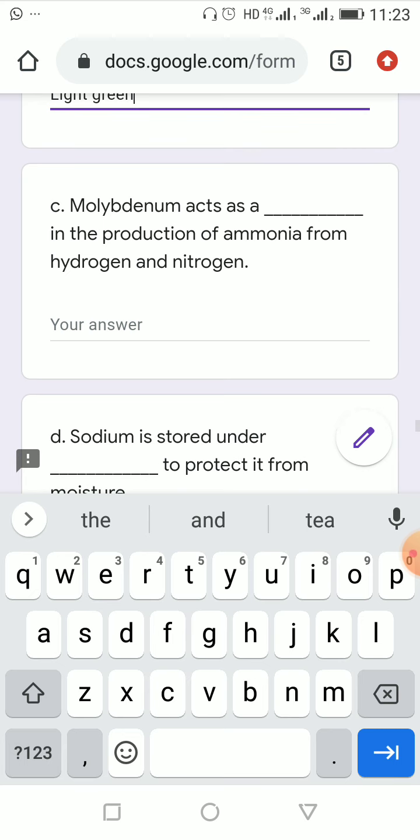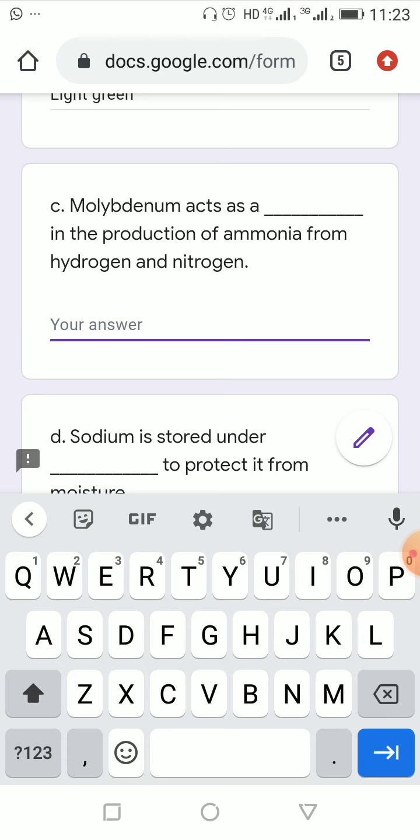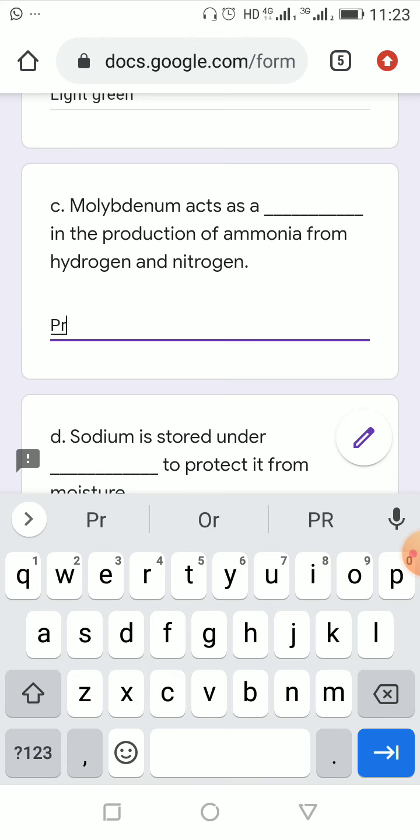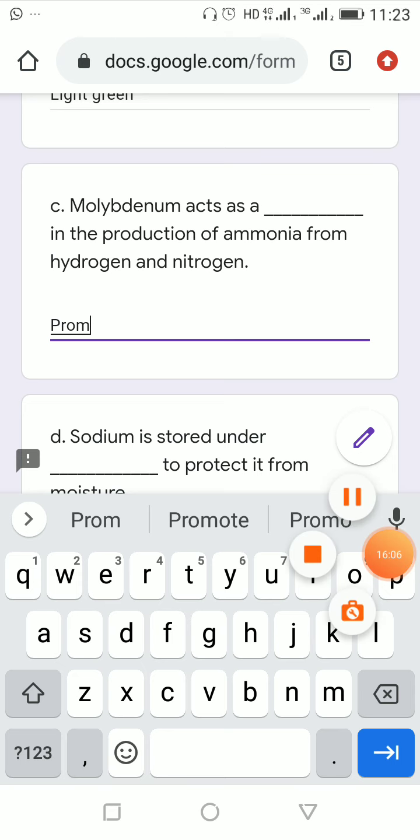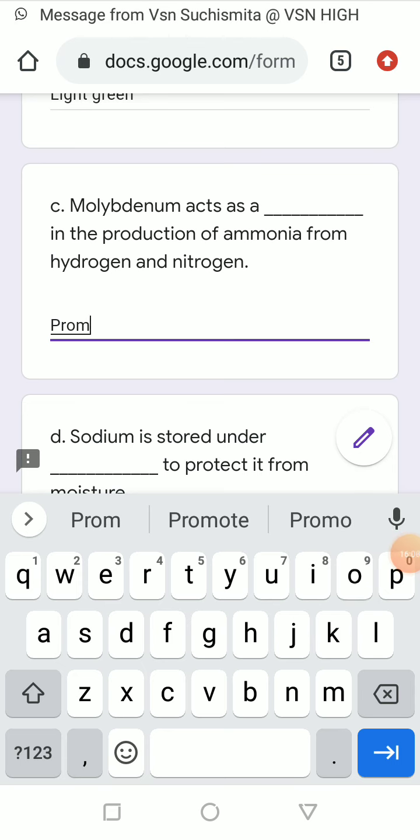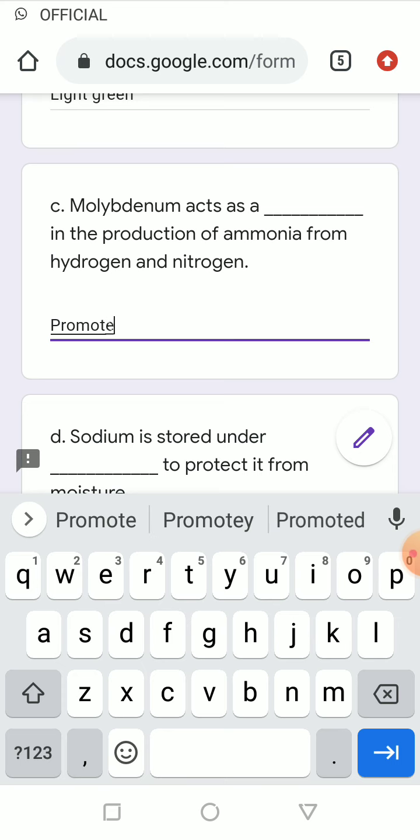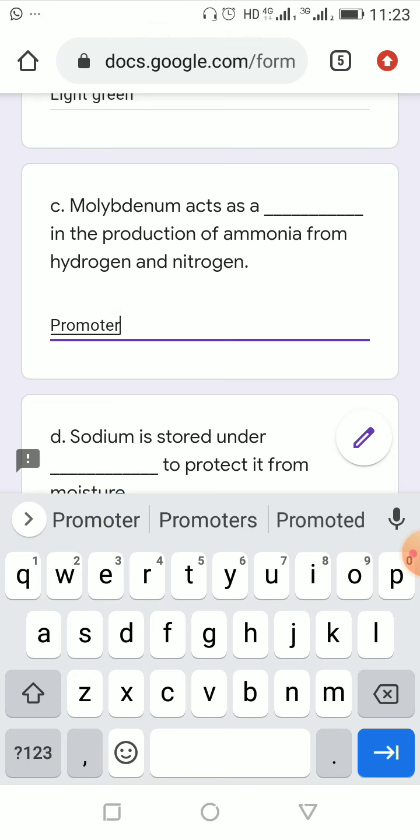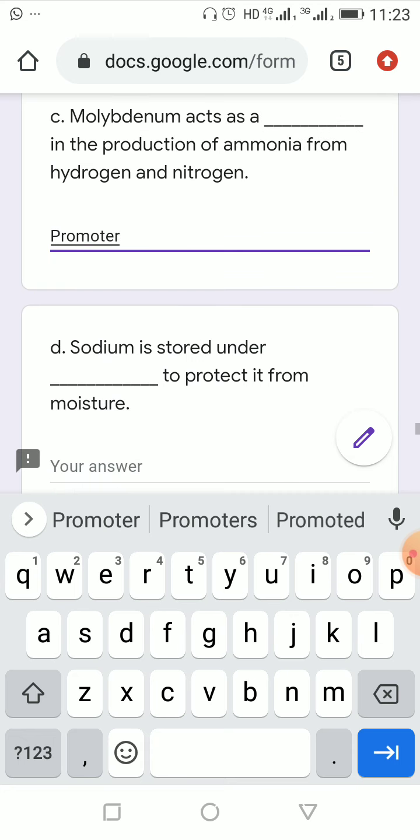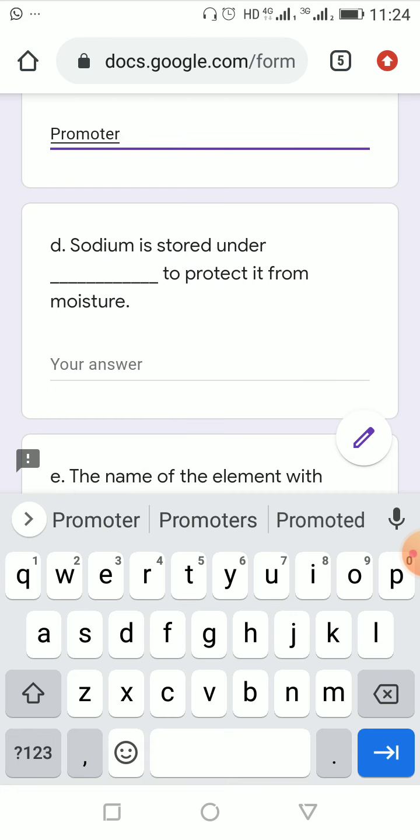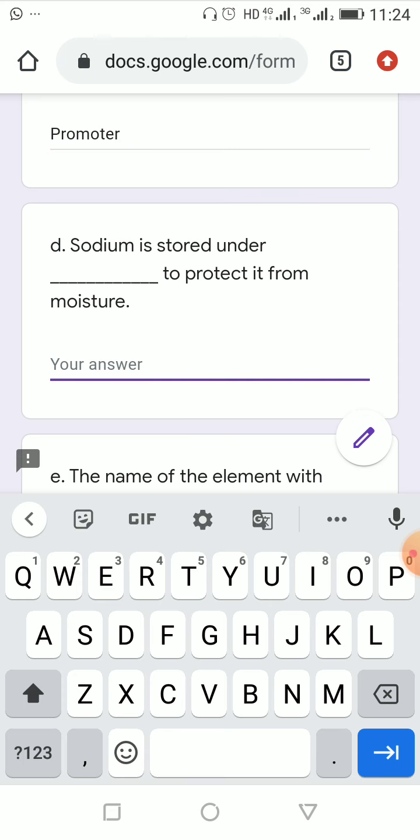Molybdenum acts as a dash in the production of ammonia from hydrogen and nitrogen. So this will be promoter. Okay, molybdenum acts as a promoter. Sodium is stored under dash to protect it from moisture. So this will be kerosene.